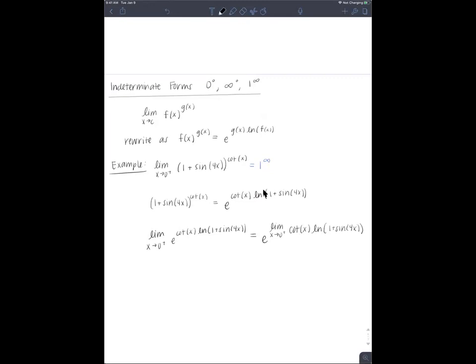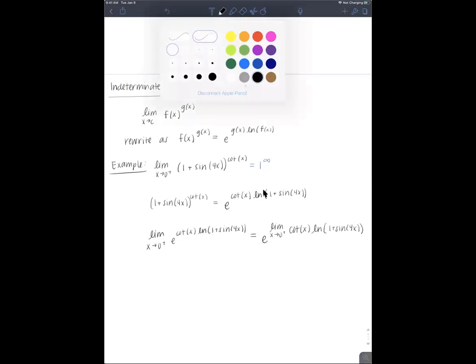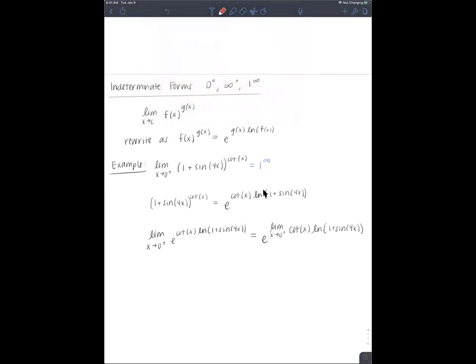And so really what I'm going to do now, and I'll put this in red, is I only care about this piece. I only care about the exponent on this e, right? I don't care about that e for right now. And so I don't want to keep writing it as an exponent, so I'm just going to bring it down. And I'll just focus on that limit for now. Cotangent of x ln of 1 plus sine of 4x.